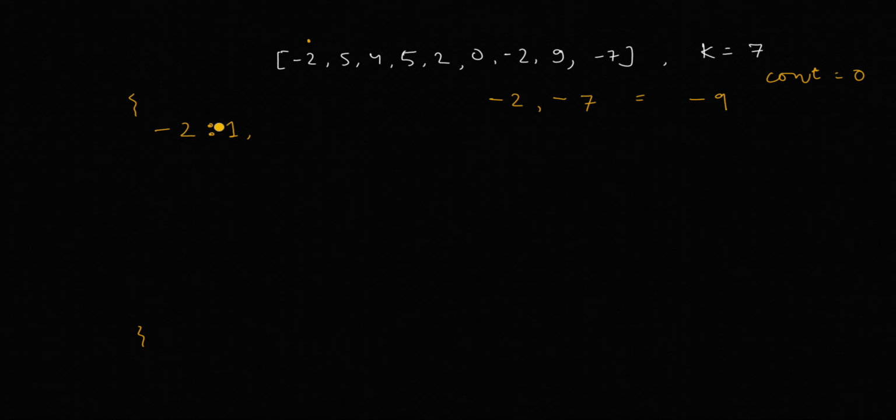We go to the next element. We get the sum as 3. 3 minus 7 is -4. Have we found it? No. So we don't do anything to the count, but we add 3 to the map. Let's clear this out.